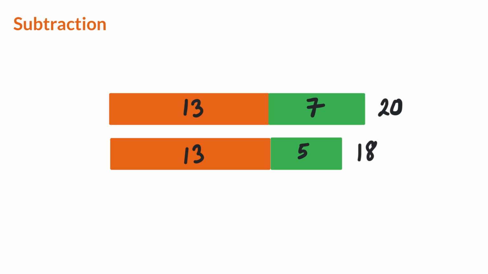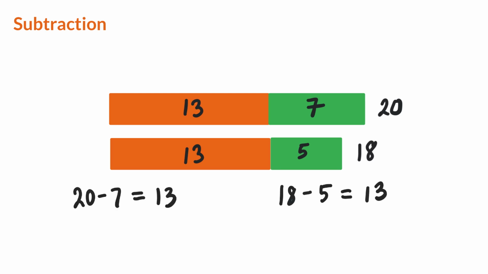So let's write down some number sentences to describe this. Remember, it's the 13 that's the same, so we're going to write 20 minus 7 is equal to 13, and 18 minus 5 is equal to 13. And finally, we can put these two bits together and say that 20 minus 7 is the same as 18 minus 5.